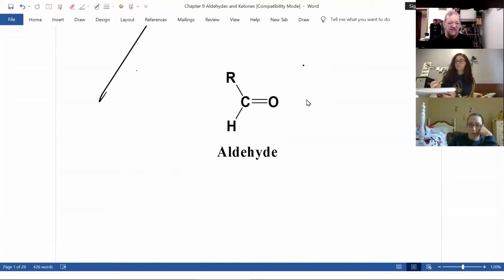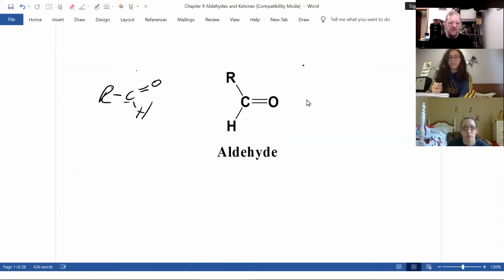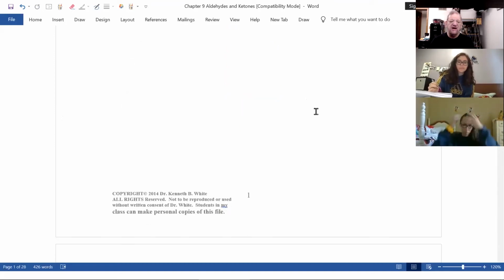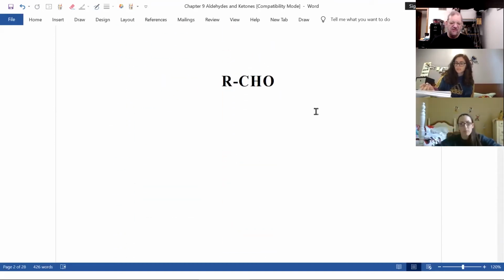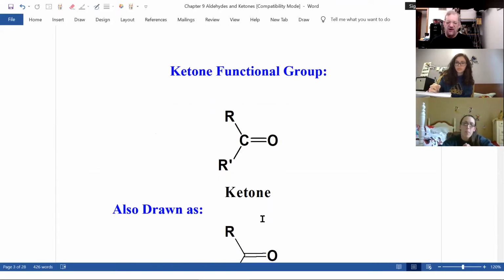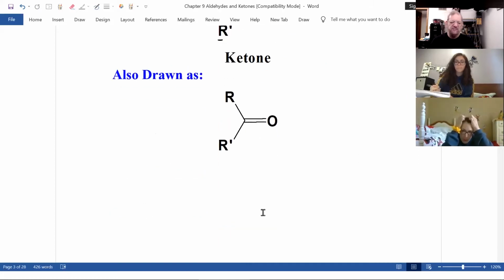An aldehyde is where you have a carbon double bond to oxygen with a hydrogen and an R group. Remember, R can be anything with carbon and hydrogens. And then a ketone is where you have a carbon double bond to oxygen, and you have two R groups, not an R group and a hydrogen.